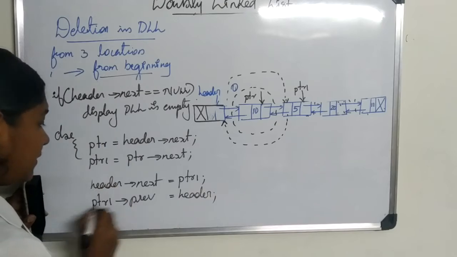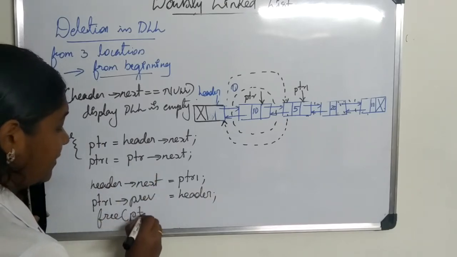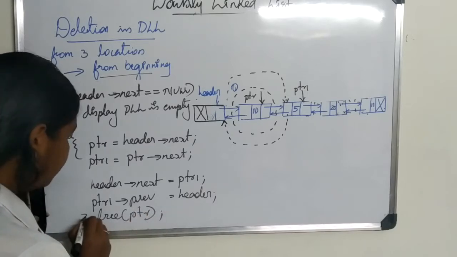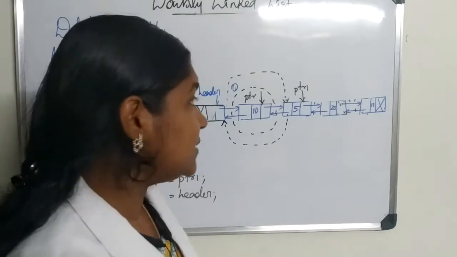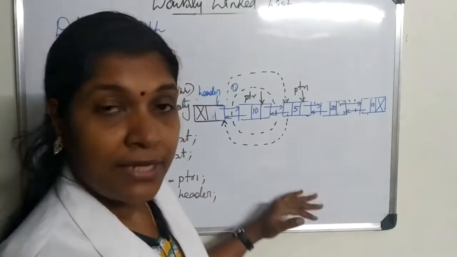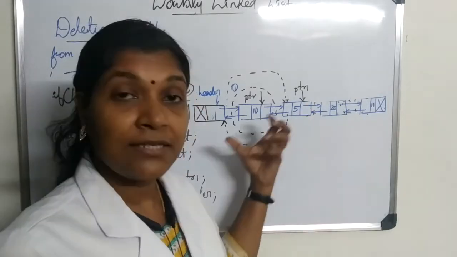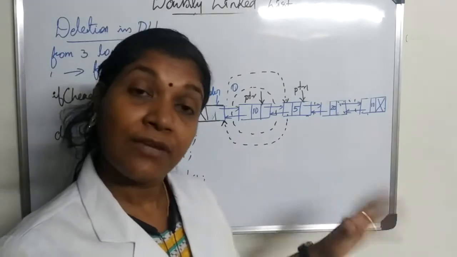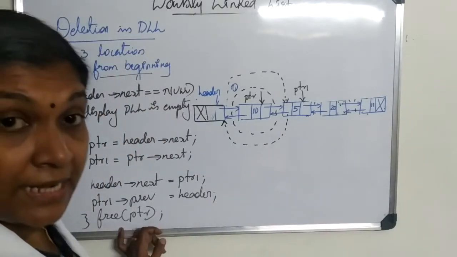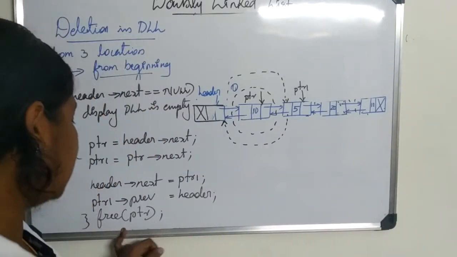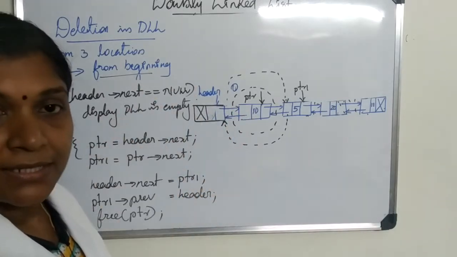So that's all. And then one more line, that is free of PTR. Whenever this PTR is no longer needed, this is the advantage of our dynamic memory allocation. Whenever we require memory, only then we allocate it, and whenever that allocated memory is no longer required, we can free it up. The free function also comes under dynamic memory allocation and deallocation, so free of PTR can be used to deallocate this memory.